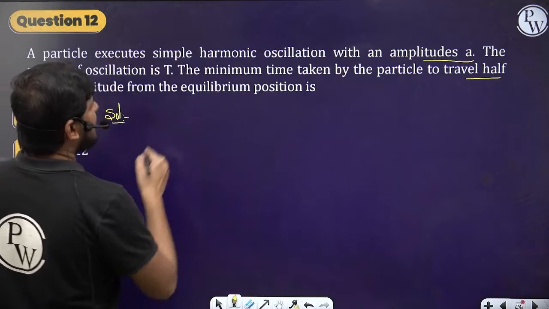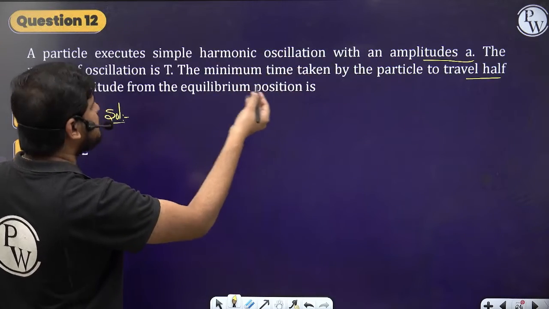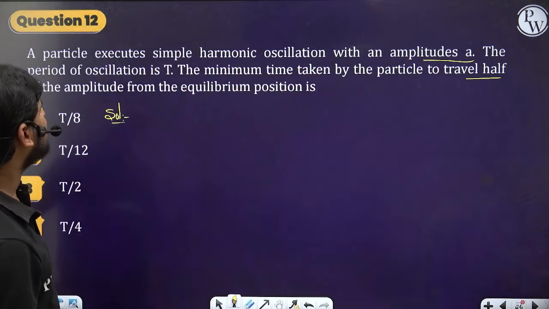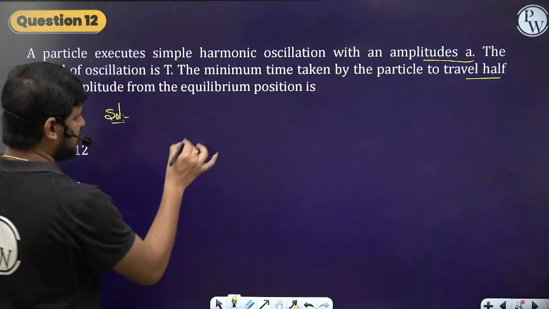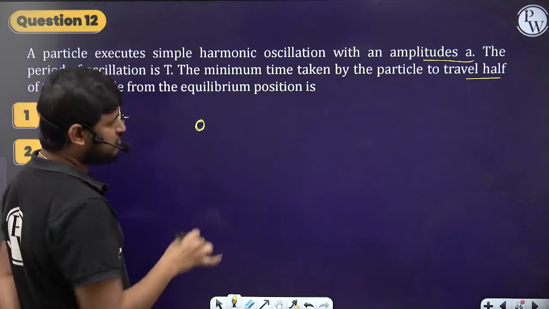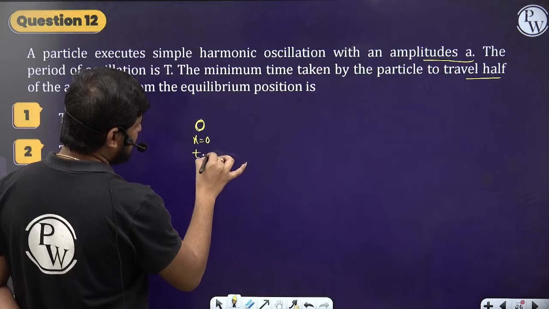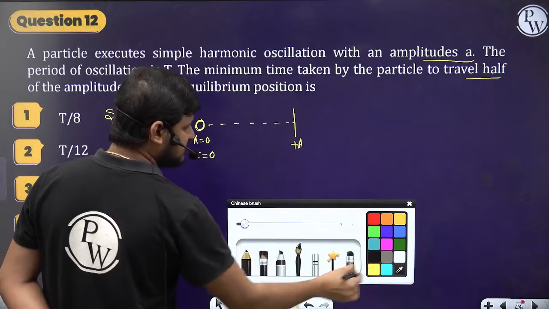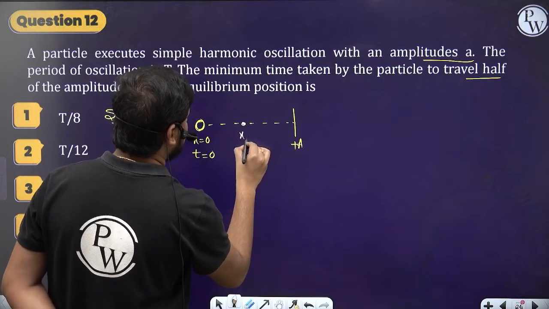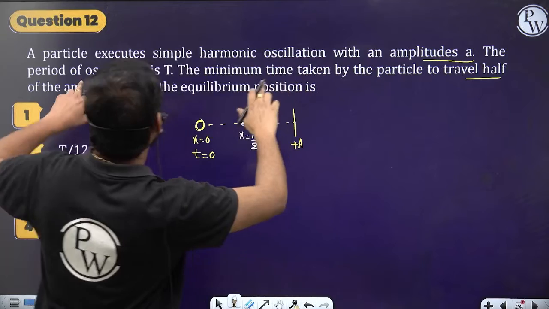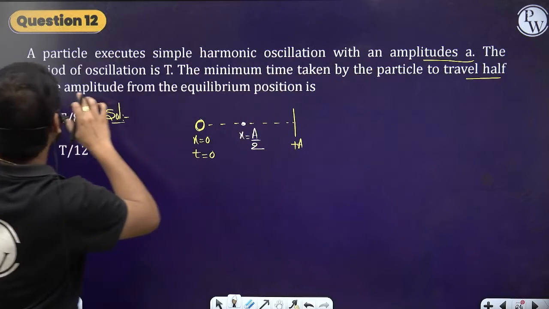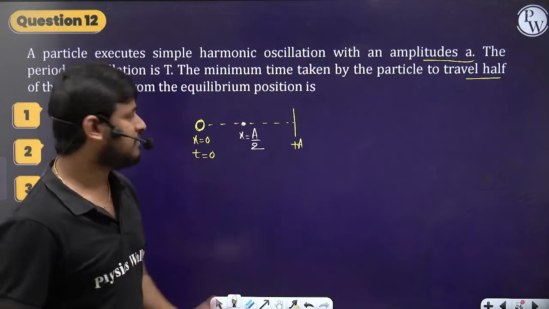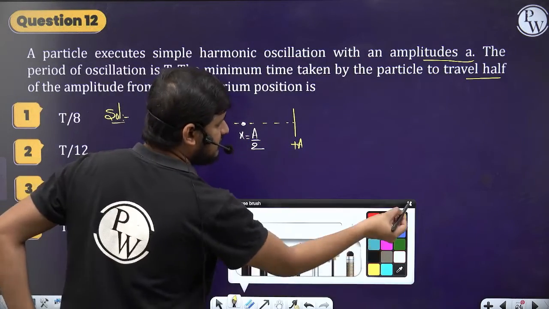See, a particle executes simple harmonic oscillation with amplitude A. The period of the oscillation is T. The minimum time taken by the particle to travel half of its amplitude from the mean position. That means the particle is starting from, let's say, the mean position. So at time t equals 0, x is 0. It is moving towards the right extreme, and its displacement is x equals A by 2. So the displacement is A by 2. Now try to follow the given procedure clearly.